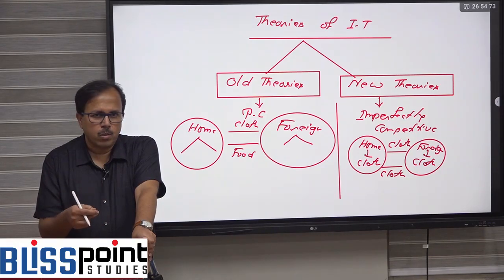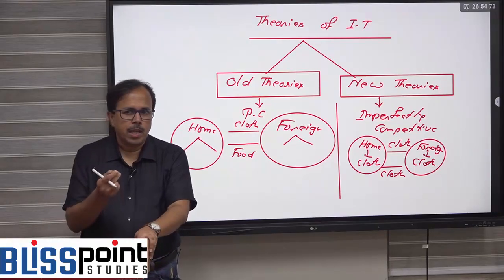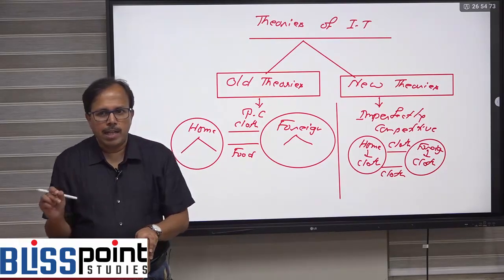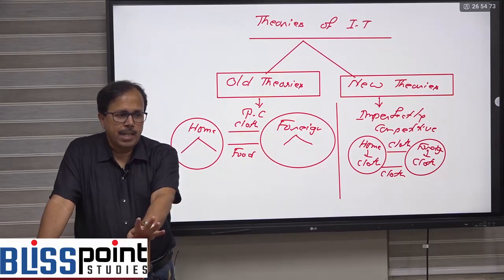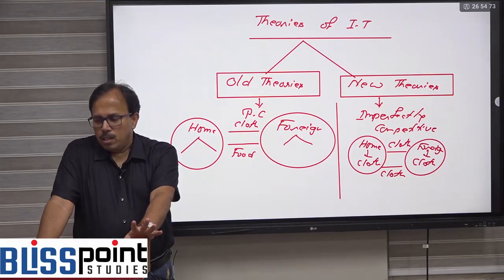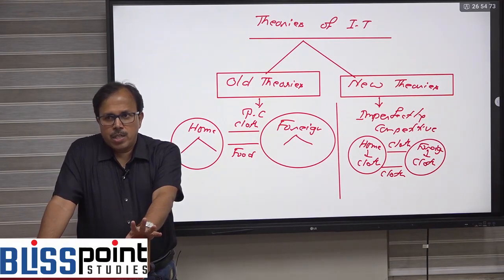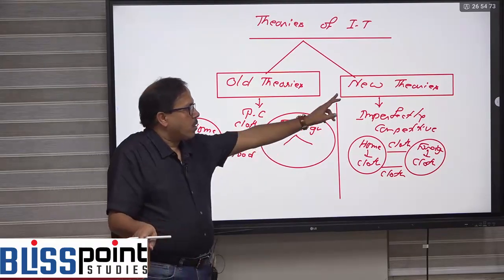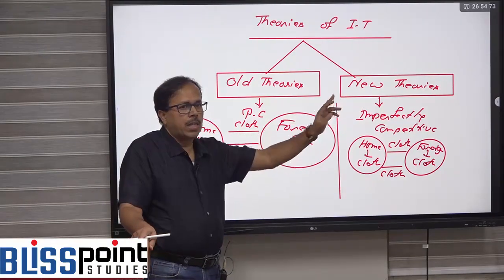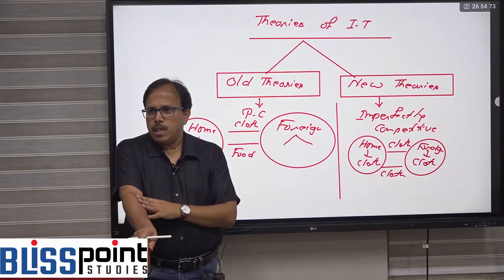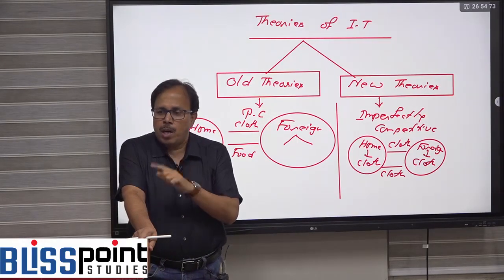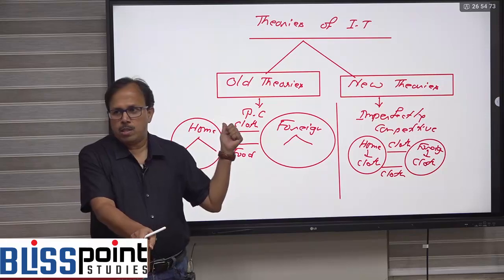intra-industry trade. So a question was asked, what is the difference between inter-industry trade and intra-industry trade? So intra-industry trade will arise only in which model? New trade theories, because only new trade theory assume that market is imperfectly competitive. Intra-industry trade is not part of old theories.